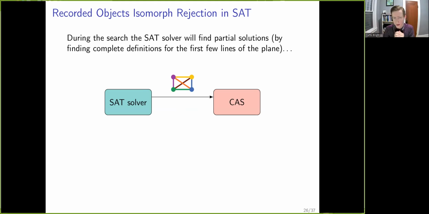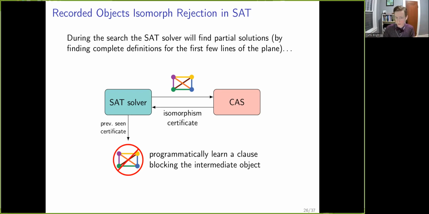So how does the method work? As the SAT solver is running, it's finding partial solutions, right? It's finding an assignment to some of the variables which defines a partial projective plane. For example, I've drawn one on the slide here. It has 4 points and 6 lines, okay? And so it satisfies the axioms up to that point. So this can be given as a structure to a computer algebra system, and the computer algebra system can compute the isomorphism certificate of this thing, right? If the isomorphism certificate is new, then we keep the object around.